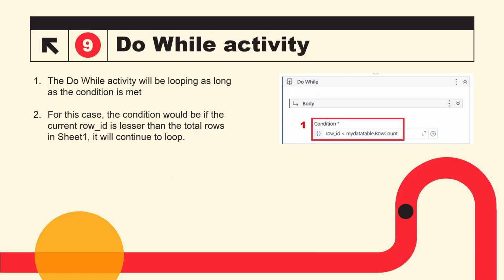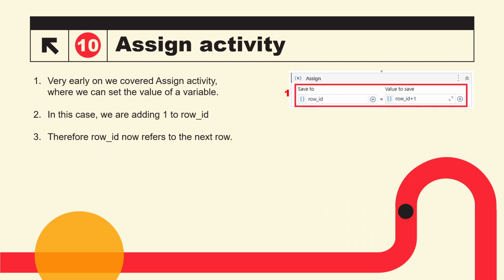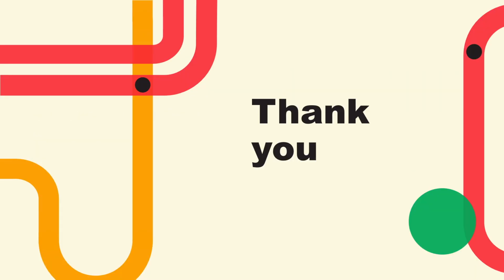We have covered do while, as well as defining the condition for it. The assign activity is to increase the row number to the next row. That's pretty much it for Lab 13. This is a very important lab, whereby very likely you will need to use it for your project. So good luck, have fun.